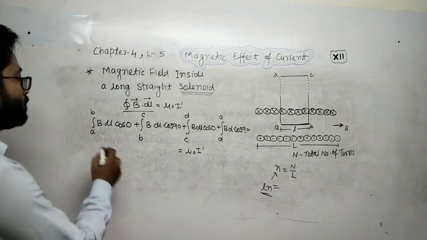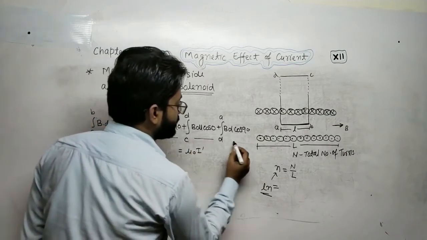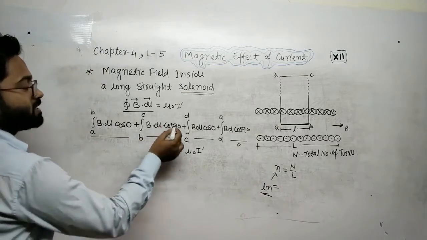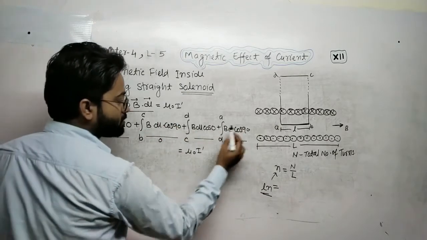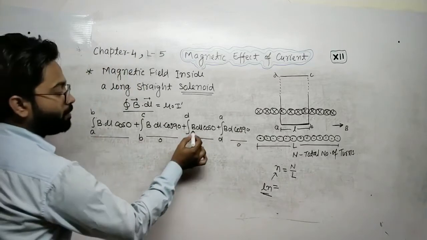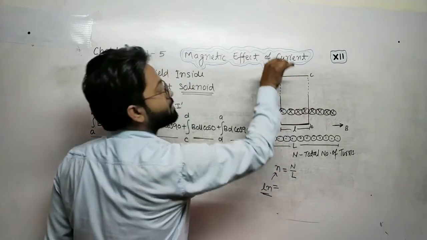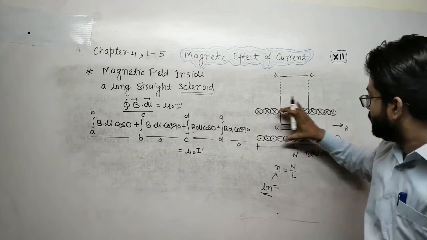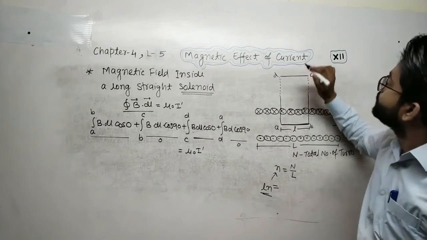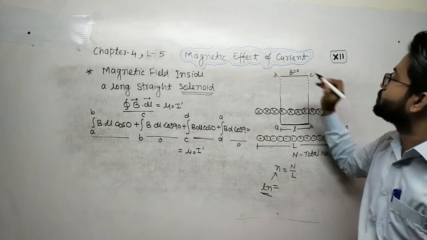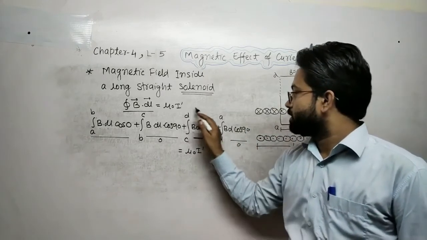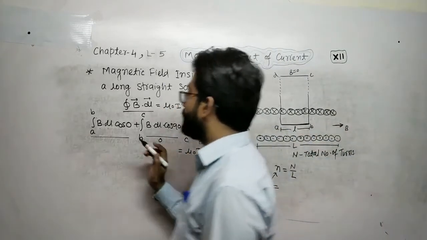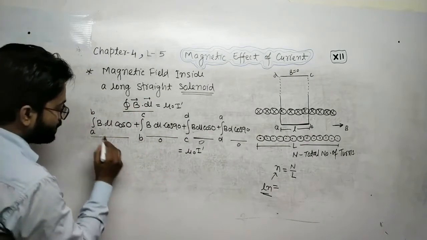Okay, let us talk about these four terms. This is 90 degrees, so it is 0. This is also 90 degrees, so 0. Cos 90 is 0. This portion is 0, and this portion is 0. What about this portion? Because this side DC is at a very long distance, the magnetic field due to this solenoid is absent. You can say that B is equal to 0. If this B is equal to 0, that means the whole term is equal to 0. These three terms are equal to 0. Only this term remains.